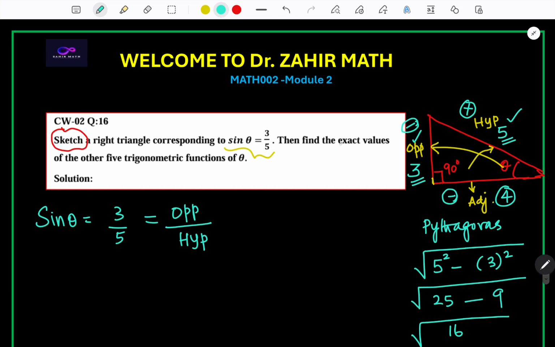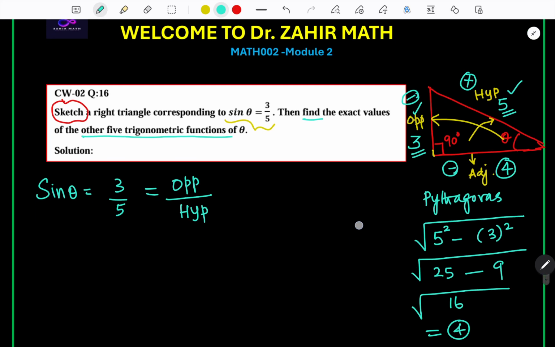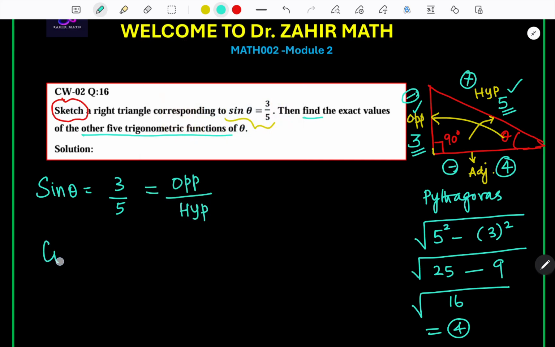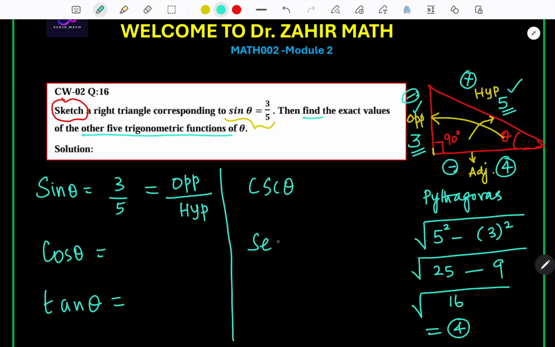So what is the question? Find the other 5 trigonometric functions. What are they? Cosine theta and tan theta. The next is cosecant theta, secant theta and cot theta. So what is the formula for cos theta? Cos theta is adjacent divided by hypotenuse.